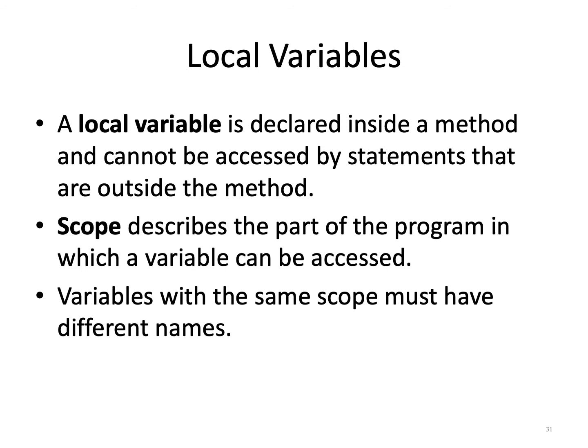In all of the codes that we have been writing, we have been using local variables. What is a local variable? A local variable is the variable that is declared inside a method and cannot be accessed by statements that are outside of the method. Variables within the same method must have different names. For example, we have declared some variables within our main method.